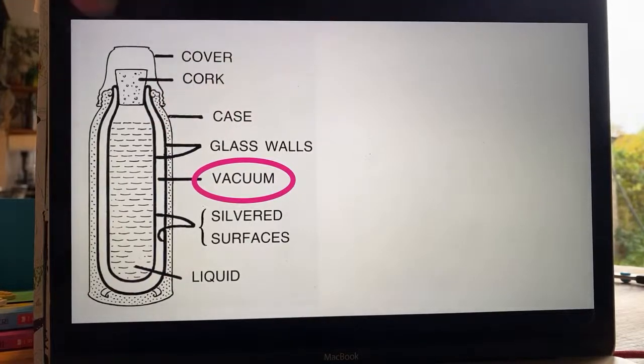Also the case on the outside would be made of some sort of insulating material, like maybe plastic, like I say, because the particles in plastic are sort of wound up like spaghetti, so they don't conduct heat very well.